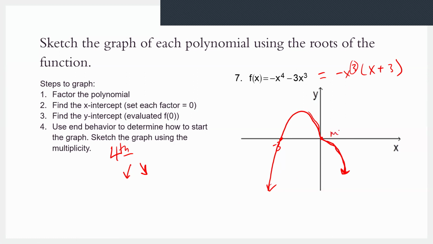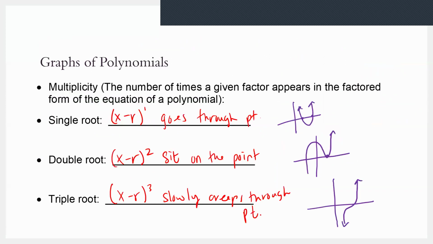It has a multiplicity of 3. Because it has a multiplicity of 3, I don't go straight through the point. So let's go back to the multiplicity chart. So when we had our multiplicity chart, guys, if we're good, I will stop teaching and you can start your assignment. Let me know.